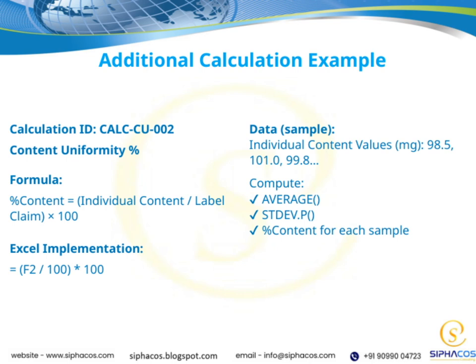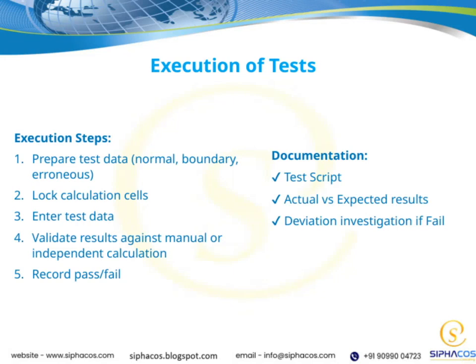By performing these calculations, we ensure content uniformity across our samples, which is critical for quality control. These steps help us verify that each product contains the right amount of active ingredient, maintaining consistency and meeting regulatory standards. Let's talk about documentation first.